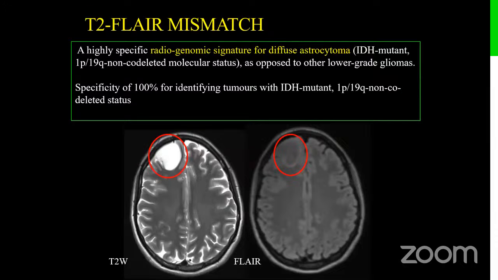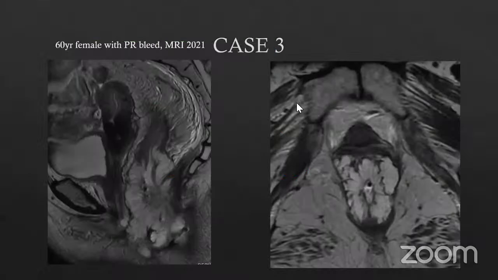One sign which we should know and should revise is T2 FLAIR mismatch. It's a highly specific radiogenomic signature for diffuse astrocytomas, which are IDH mutant and 1p19q non-co-deleted, as opposed to the other lower grade gliomas. And this has a specificity of almost 100% for identifying these astrocytomas. So that is one thing.